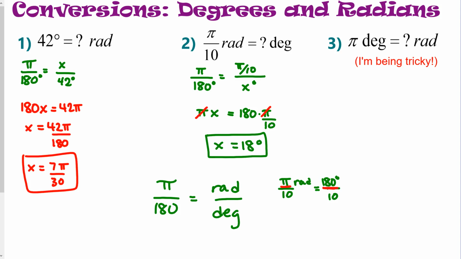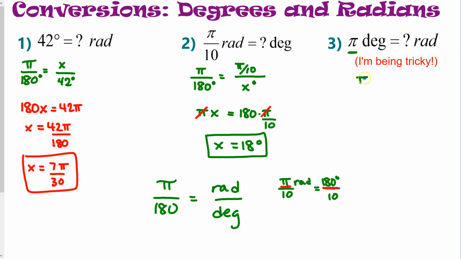And problem number 3, we have a degree measure and we're going to find the radian measure. Notice the degree measure is pi degrees. So typically if we see pi, it generally means we're working with radians, but it doesn't have to. Just think of pi as any number, like 2 or 3 or 5. So we're going to convert that to radians.